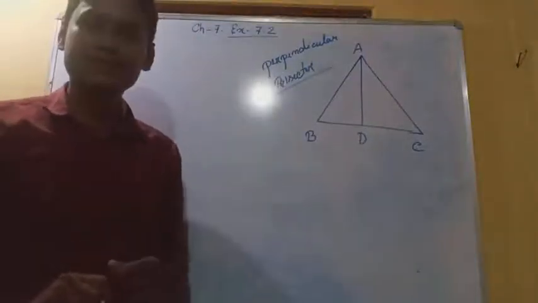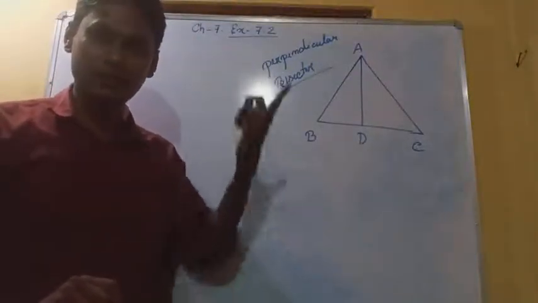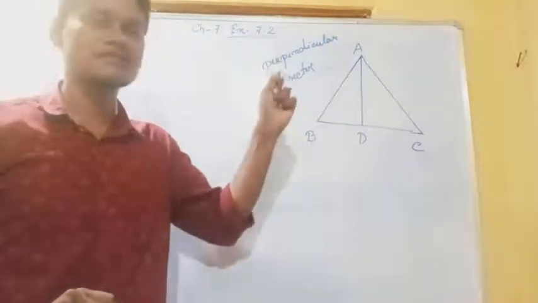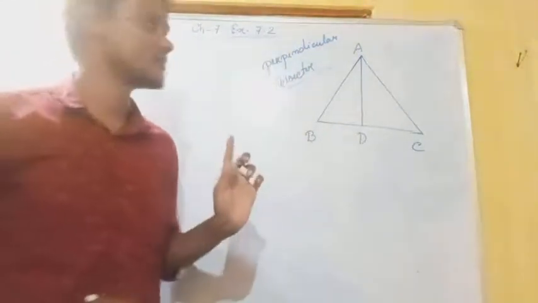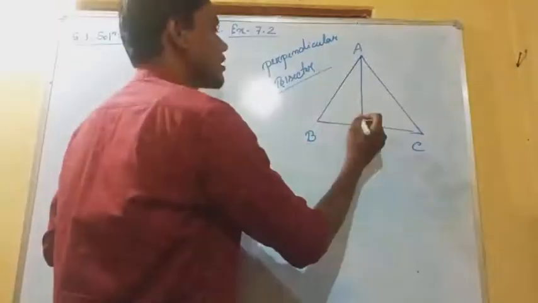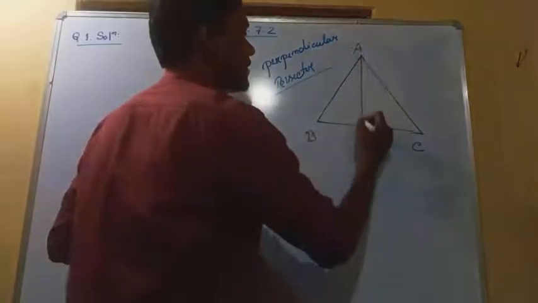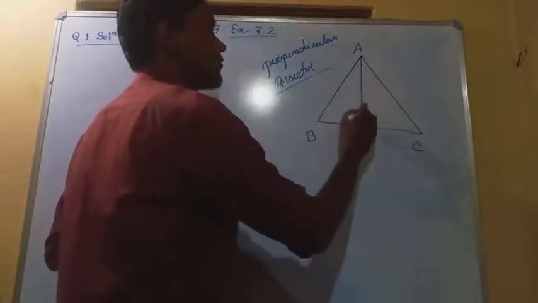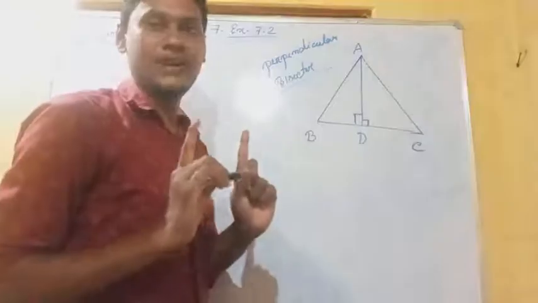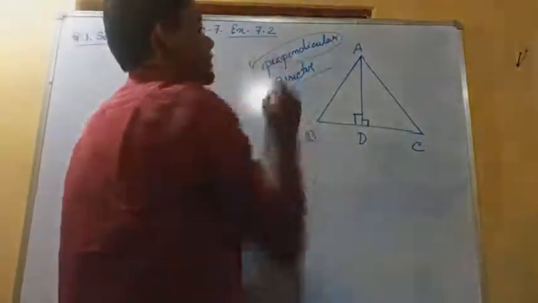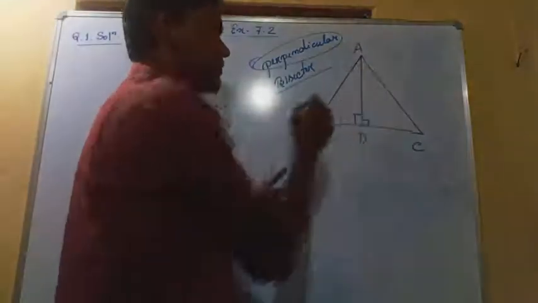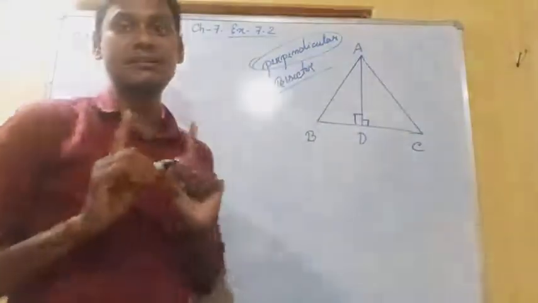The word has its own meaning, and with the help of that meaning we have to use it in terms of mathematics, right? Perpendicular bisector means this AD line is perpendicular to BC. That means both these angles will be 90 degrees. That means angle ADC and angle ADB will be 90 degrees each.